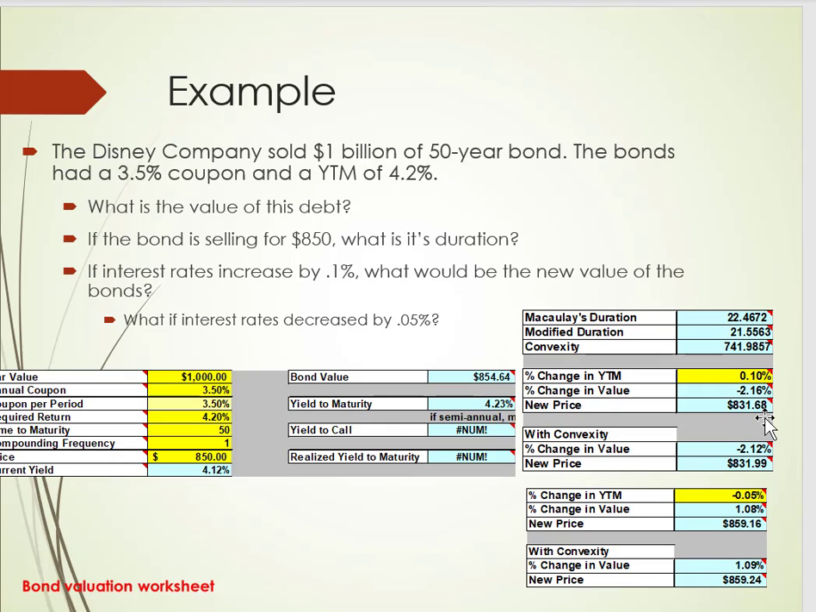Now we also can look at an additional statistic called convexity. It's for another class, another day, but it would fine-tune this a little bit more to take care of some curvilinear nature of the bond valuation graph that we saw earlier. They're curves. So actually with convexity, it's going to be negative 2.12%. So we're off by 0.04% here. So we have a new price, $831.99. So again, what we have is a measure of sensitivity, right? The greater the number, the greater the sensitivity.